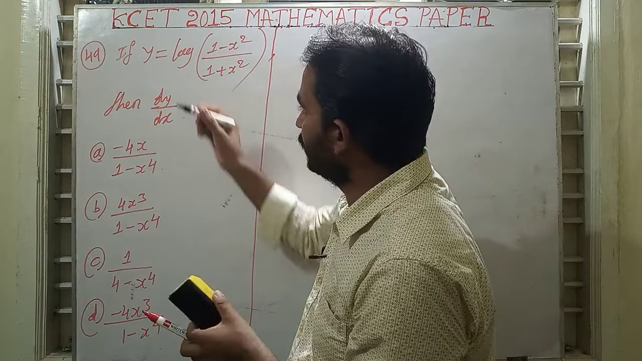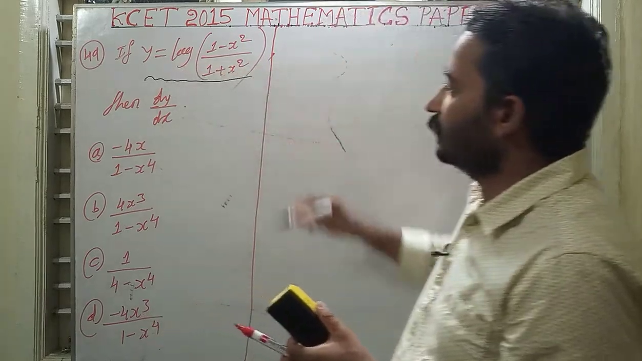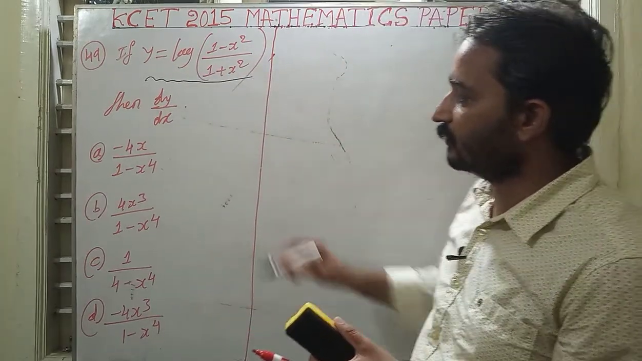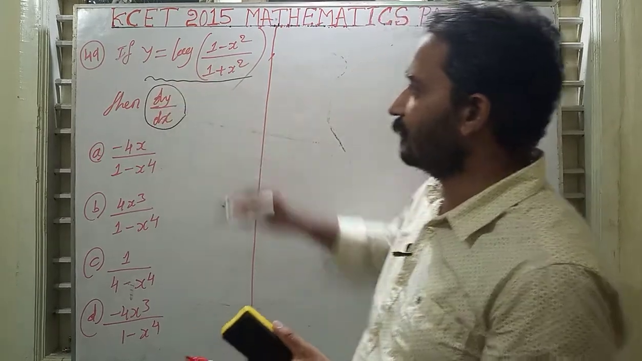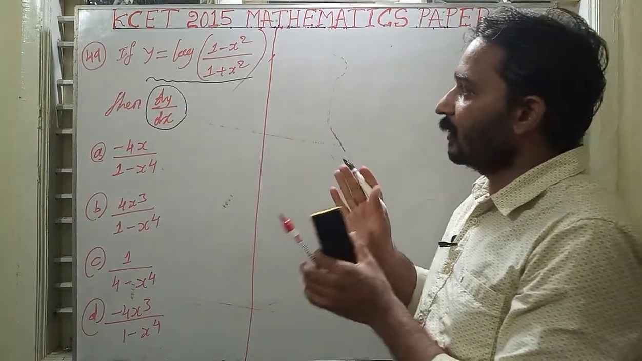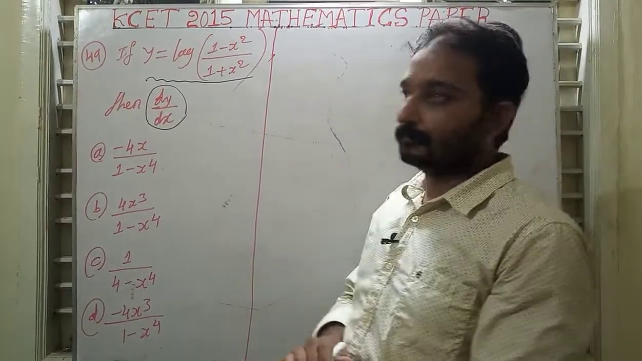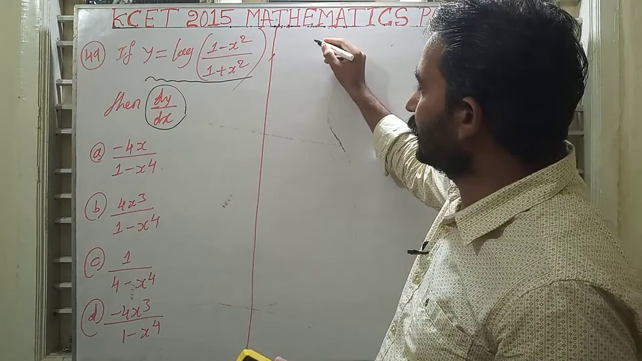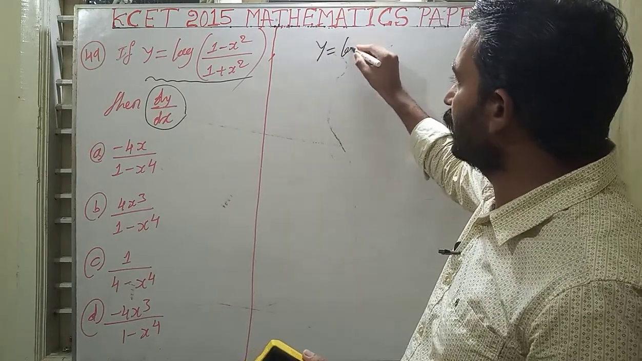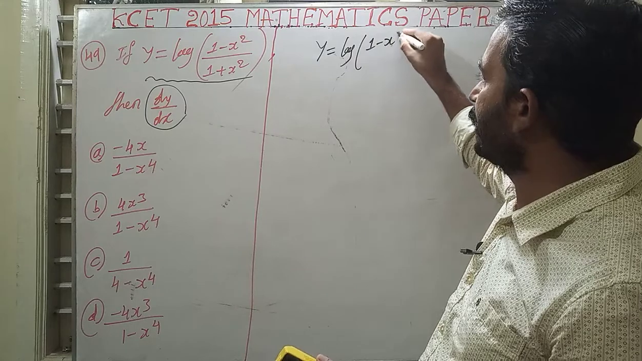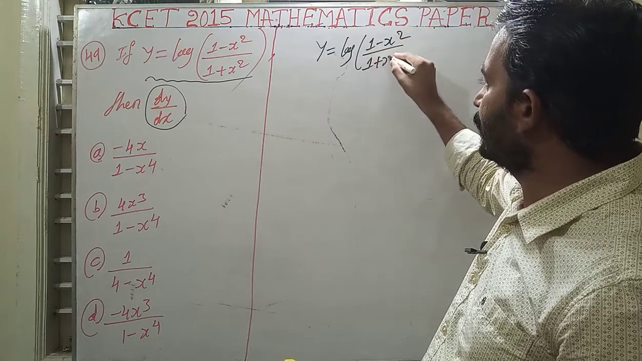What is the given data in this question? y is equal to log of (1 minus x square) divided by (1 plus x square). We have to find dy by dx. Simple problem. Apply the chain rule, and we get the required answer. So now let us take the given data. y is equal to log of (1 minus x square) divided by (1 plus x square).